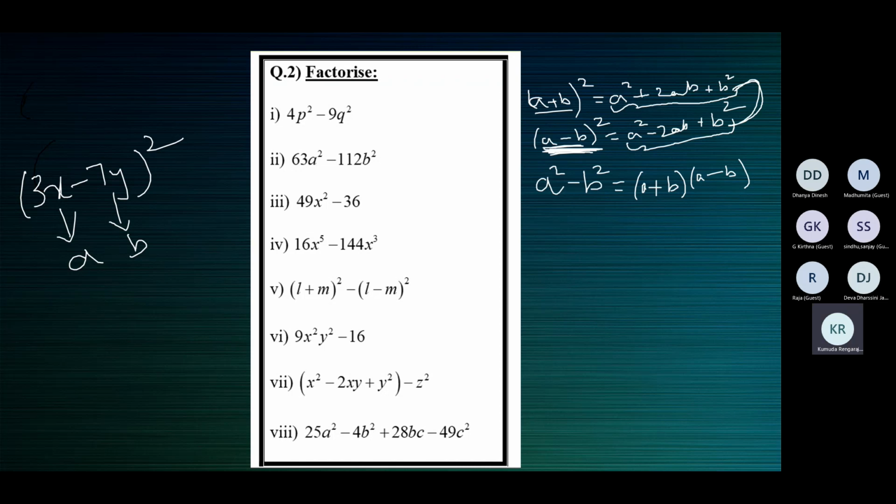So to expand 3x minus 7y the whole square, it looks like a minus b the whole square. So the question is like a minus b the whole square, and the answer is a square minus 2ab plus b square. That's the format for the answer. In that expression, instead of a, you must use 3x, and instead of b, you must use 7y. Simplify and give the answer. That's all.